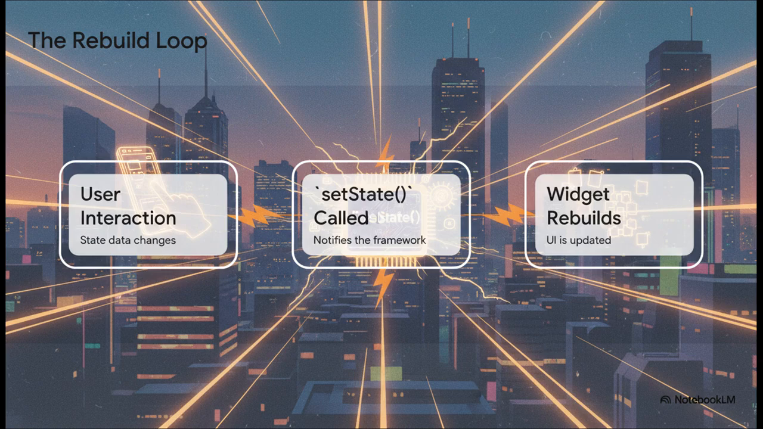Step 1. The user does something and your code changes some data. Step 2. You call this special function, setState. Think of this like raising a big red flag. It's you shouting to the Flutter framework, "Hey, pay attention, something over here just changed." And finally, step 3. The framework sees that flag and tells the widget, "All right, time to rebuild yourself with that new data." And bam, the UI updates.